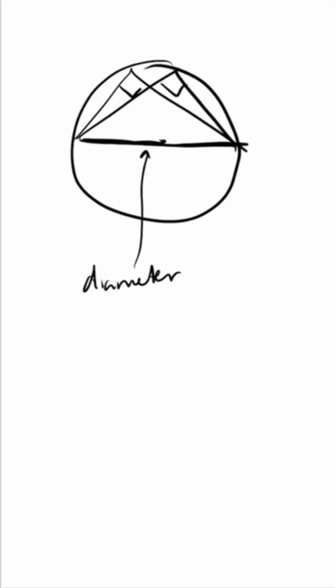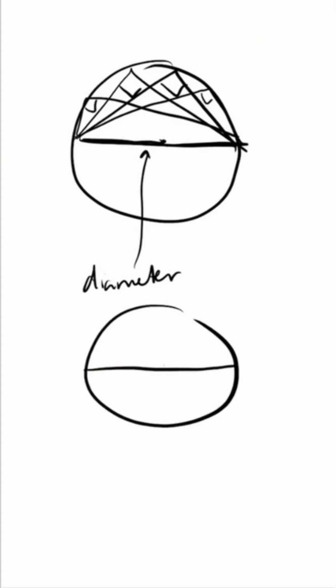We know this is true because as shown, we can draw different variations of a right triangle and they would all have the same hypotenuse. And this also works in reverse, so if the hypotenuse of a triangle is the diameter of the circle, the triangle is a right triangle.